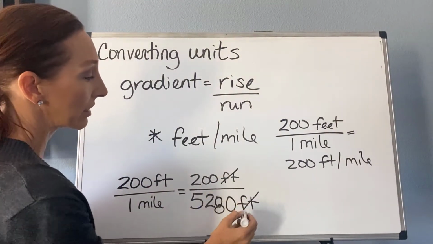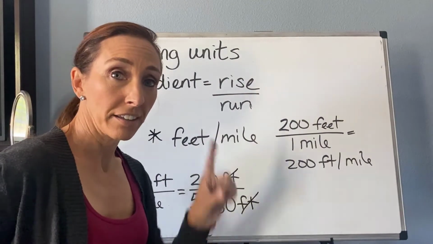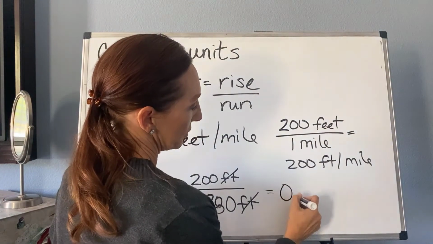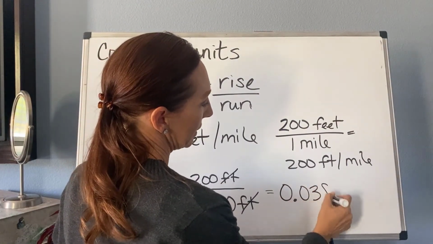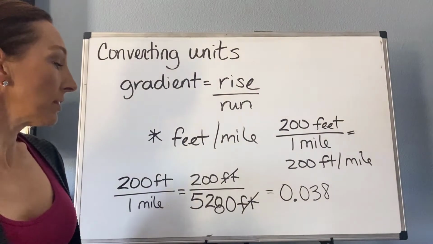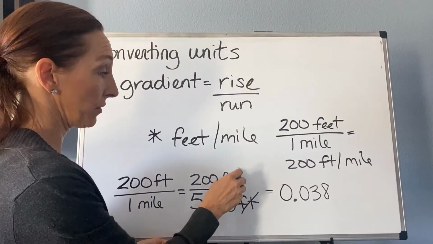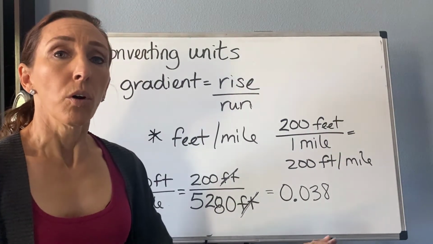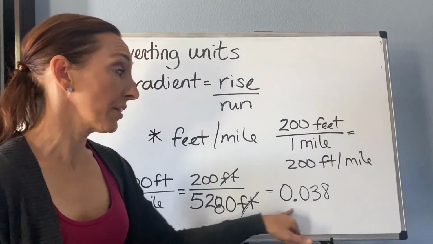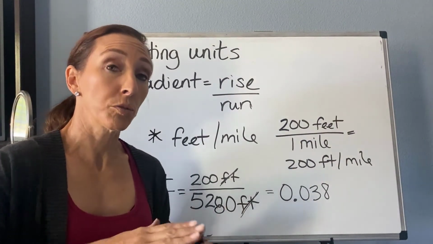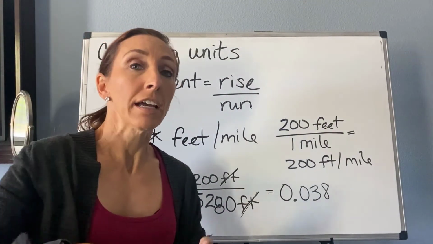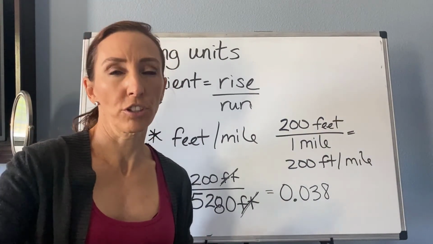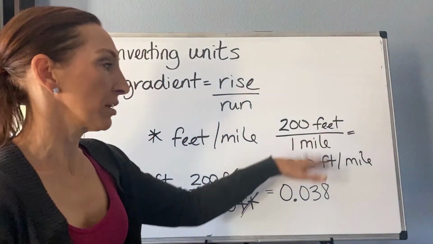And now I can cancel my units. And I'm going to do that quick calculation. Hold on one second. All right, it is 0.038 is what that is. And you'll notice that there aren't any units anymore, right? The feet cancel with the feet. So it might seem weird because you're like, well, what does this mean? Well, you're going to be able to compare this gradient with other values to see which one has a higher number, so it's steeper, and which one has a lower number, which means it's more gentle. So it'll make sense when you get there. I just wanted to show you the difference here.